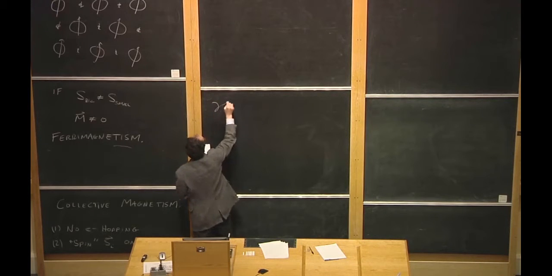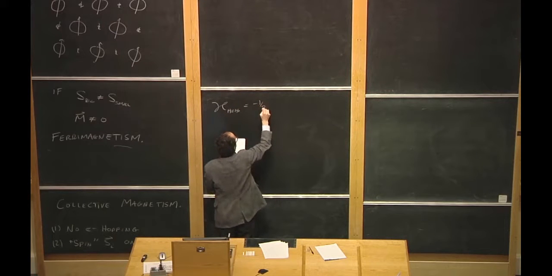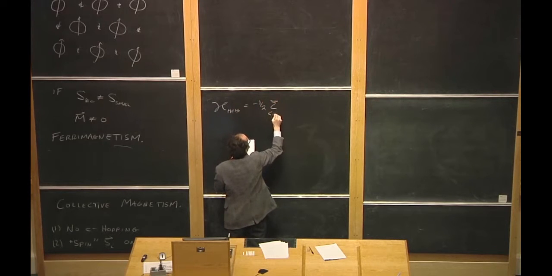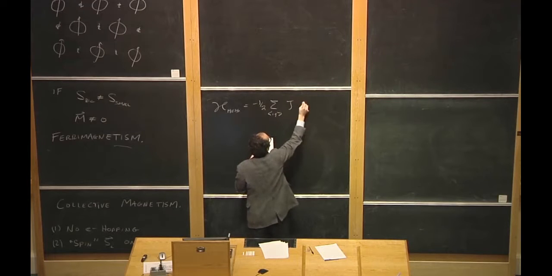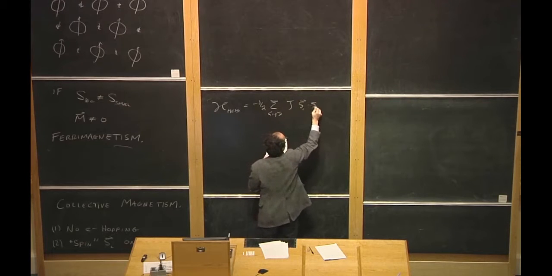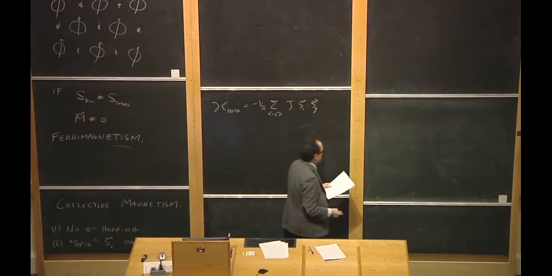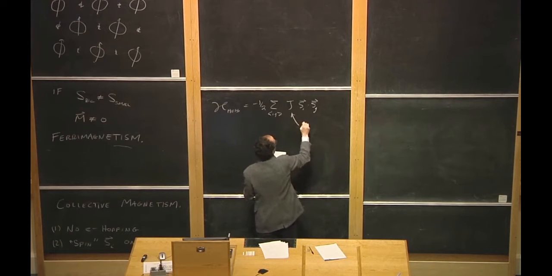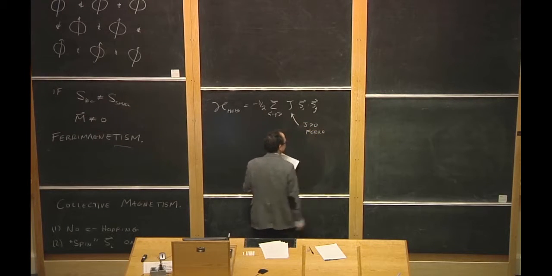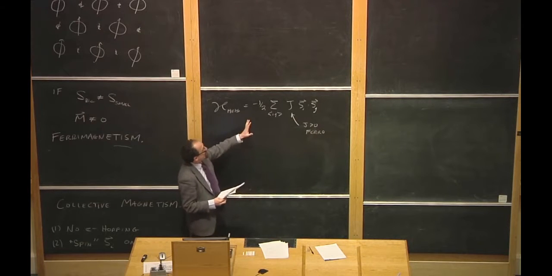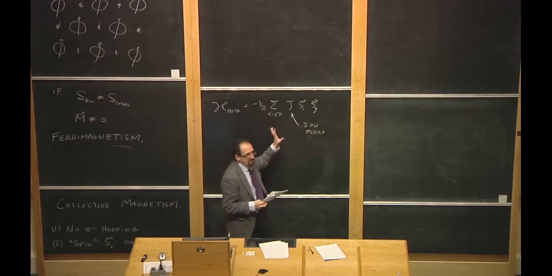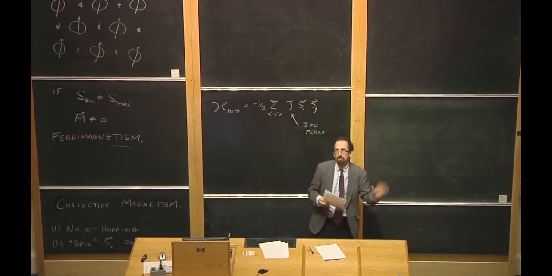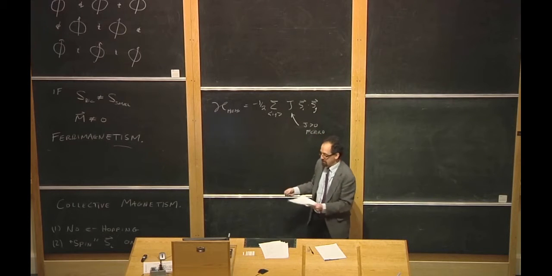We'll write down the Heisenberg Hamiltonian, H Heisenberg, again: minus 1/2 sum over neighbors ij of J S_i dot S_j. And as I mentioned, we're going to focus mostly on J greater than 0, in other words, the ferromagnetic case. This Hamiltonian doesn't care which direction the spins point as long as they're all pointing in the same direction.